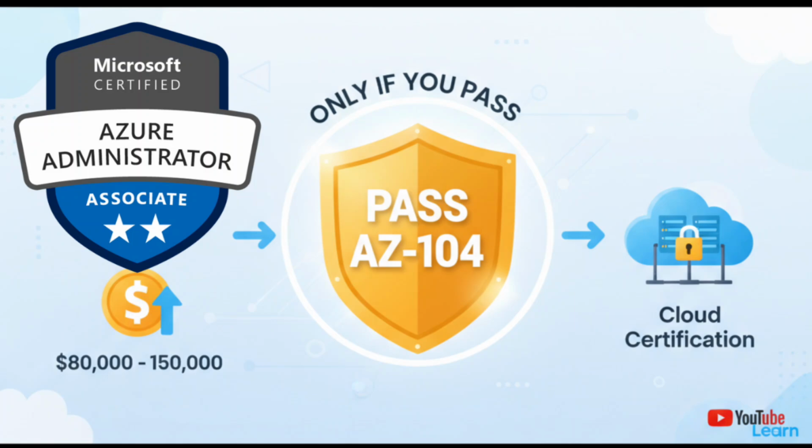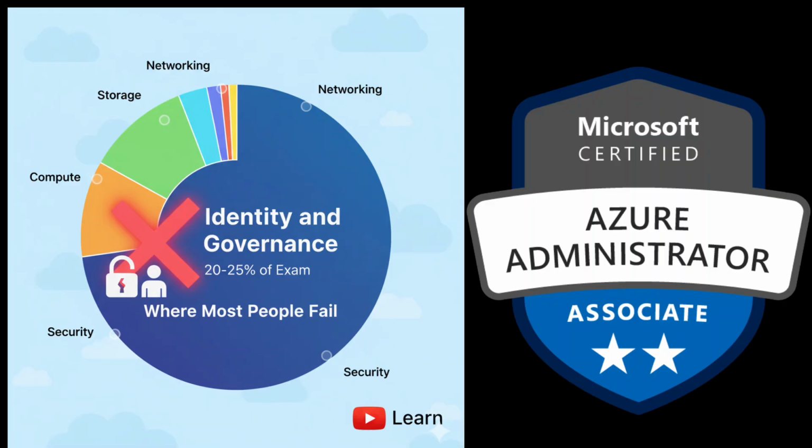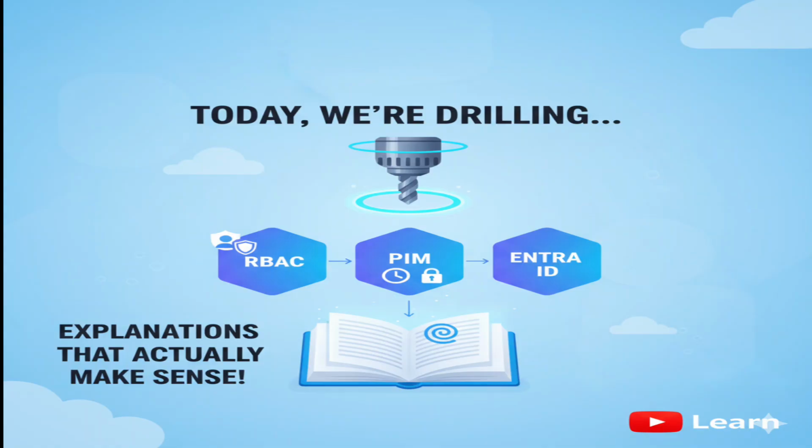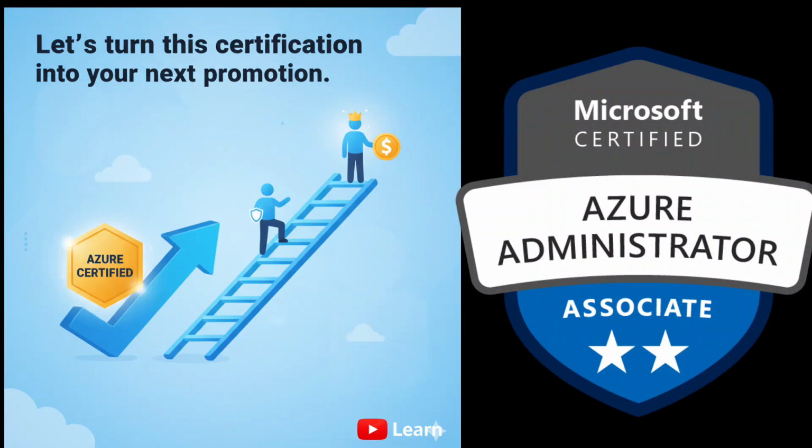Azure administrators in the US earn $80,000 to $150,000, but only if you pass AZ-104. The identity and governance module makes up 20 to 25% of your exam, and it's where most people fail. Today, we're drilling the toughest RBAC, PIM, and Entra ID questions with explanations that actually make sense. Let's turn this certification into your next promotion.